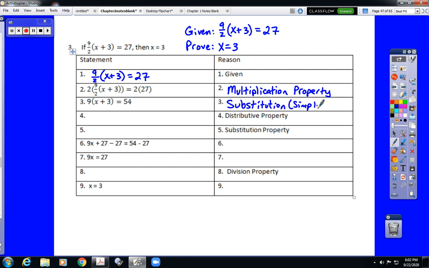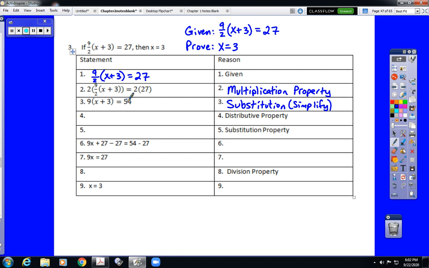And you may have picked up on this already, but anytime that we add, subtract, multiply, divide, or distribute, we show it, like we did in step 2, and then we actually do it, we simplify it. 2 times 9/2 is 9, 2 times 27 is 54.